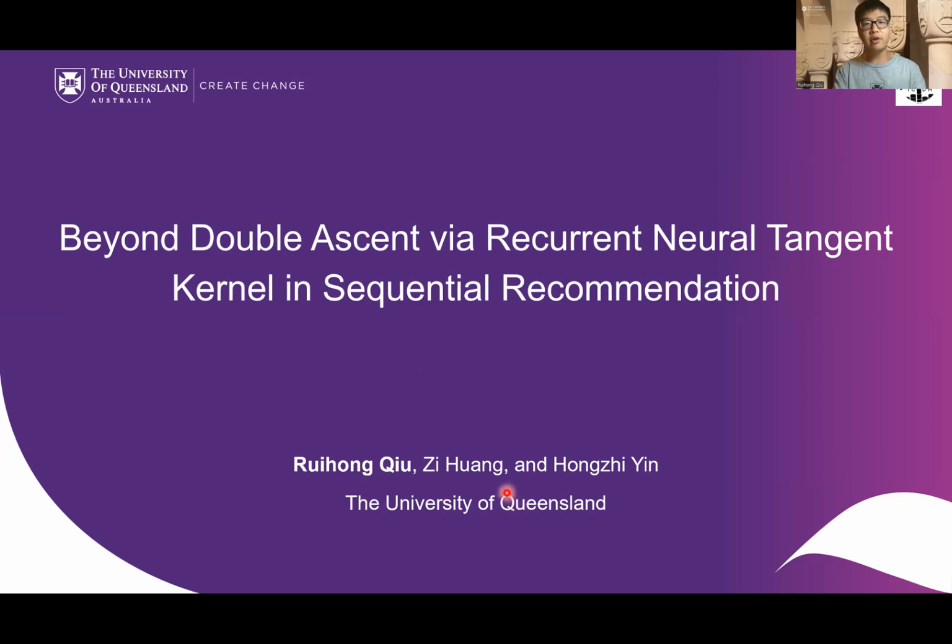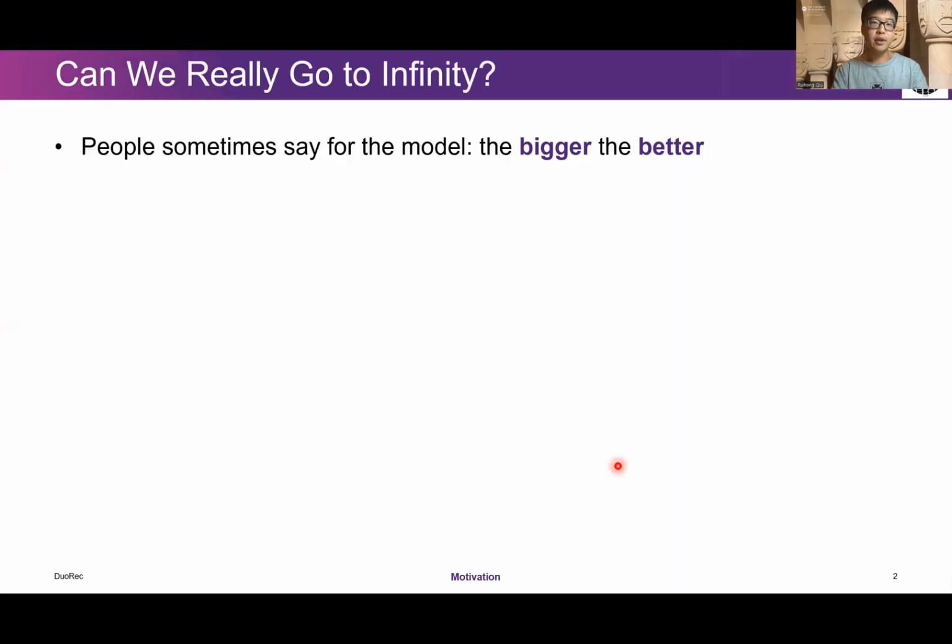Today I'm going to share with you our work at ICDM 2022, Beyond Double Ascent via Recurrent Neural Tangent Kernel in Sequential Recommendation. This work is done with our colleagues at the University of Queensland. They are Helen Huang and Hongzhi. So today we're going to talk about one thing, it's called infinity.